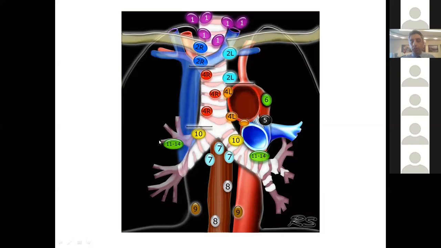So for example, if you have a right lung mass, these lymph nodes here, 10, 11 to 14, are all hilar lymph nodes, ipsilateral hilar lymph nodes, and these would constitute N1 lymph nodes. Everything that's 1, 2, 4, 7, 8, and 9, these are mediastinal lymph nodes, and these are N2. And everything with an L on the left side or left hilum also are N3 lymph nodes.